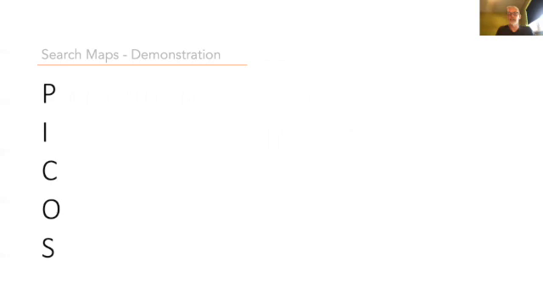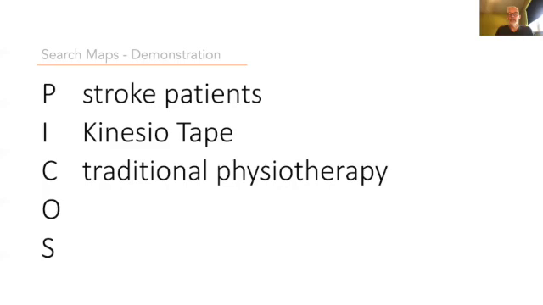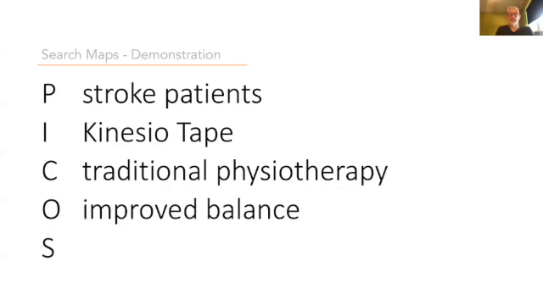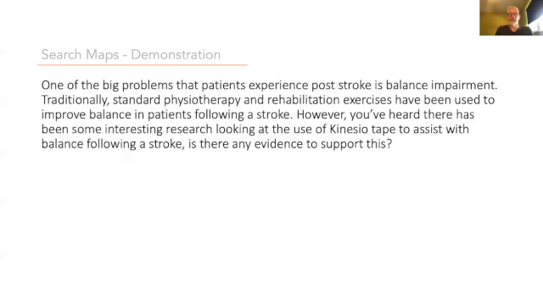So the first thing that I'm going to do is use PICO to help me identify the main concepts for developing my search question and search map. From that scenario, I have identified stroke patients as the population. The intervention I'm interested in is kinesio tape. And this is going to be compared to traditional physiotherapy techniques used in this situation. What I'm hoping to find is research showing that the intervention improves balance. And finally, I'm hoping to find high-level evidence-based research, such as randomized controlled trials.